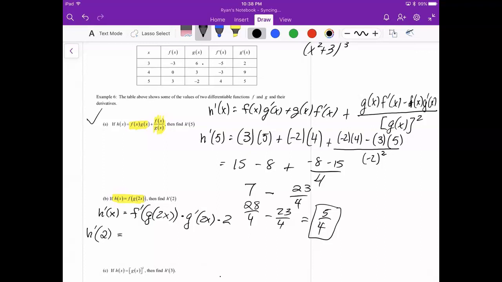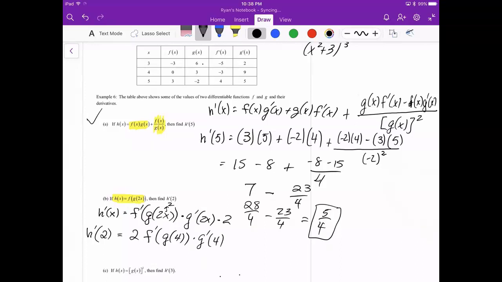Okay, so if I go ahead and plug in 2 here, since it's asking me to find h prime of 2, then I'm going to move the 2 to the front to make that a little easier, and then this is going to be f prime of g of 2 times 2, which is 4. I'm just skipping a step there, making this x a 2, and 2 times 2 is 4, times g prime of 4.